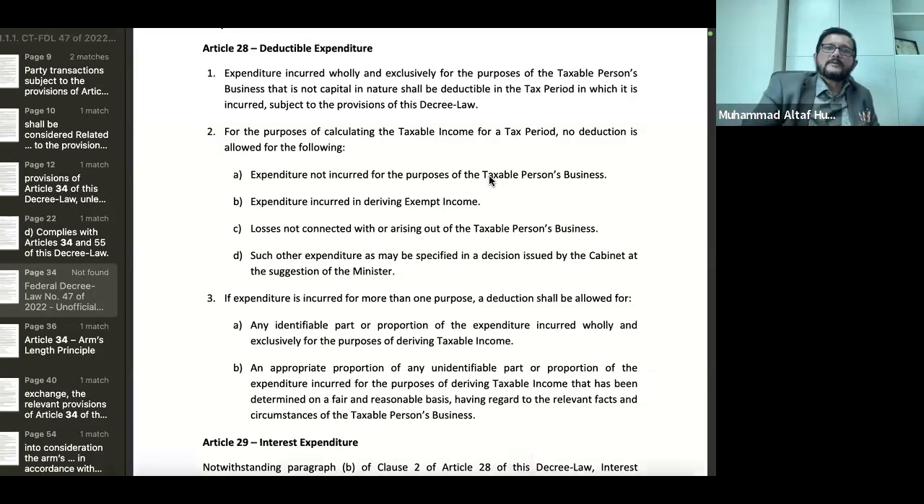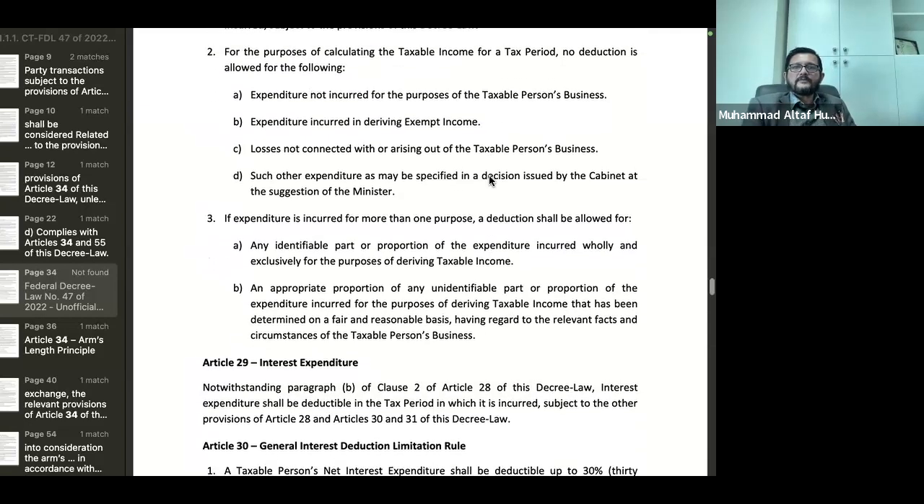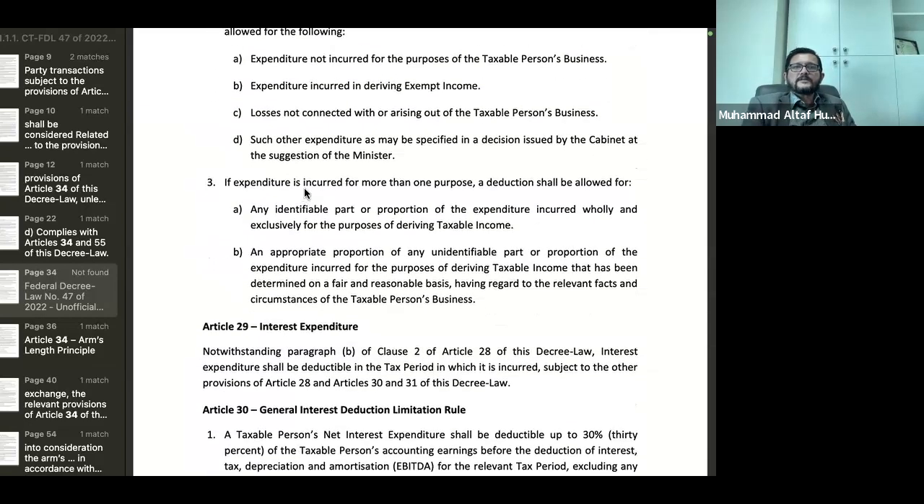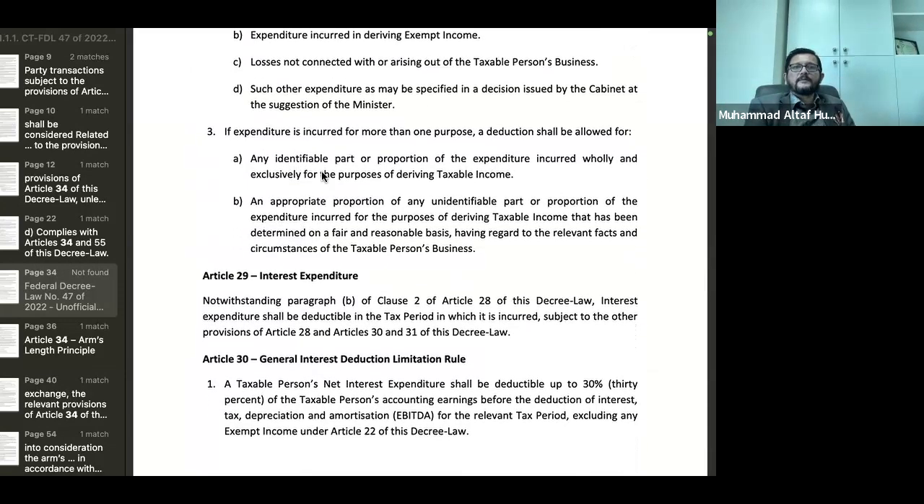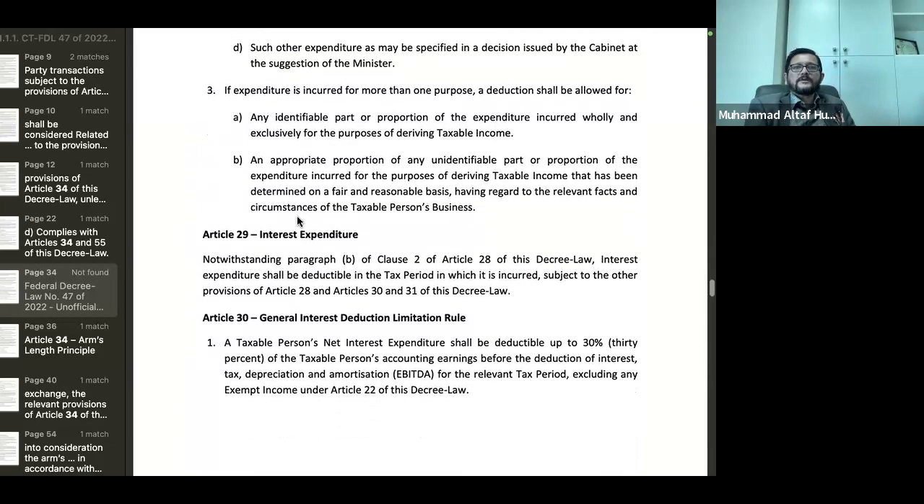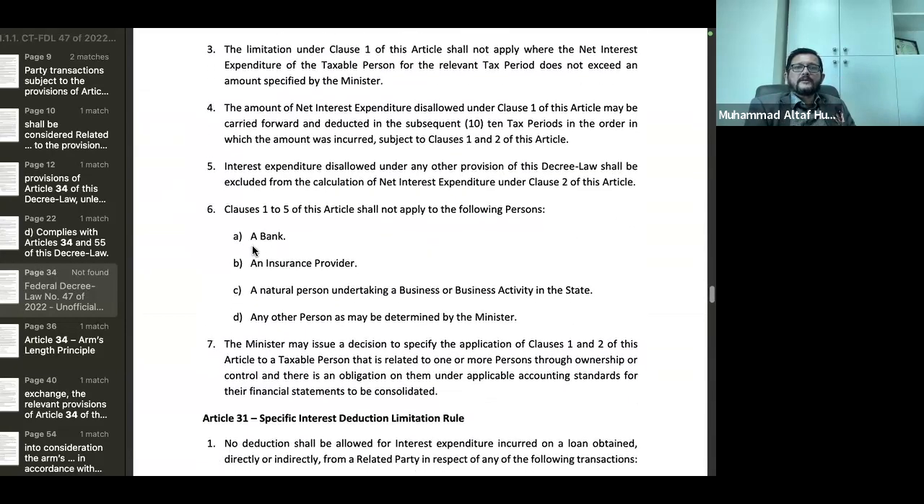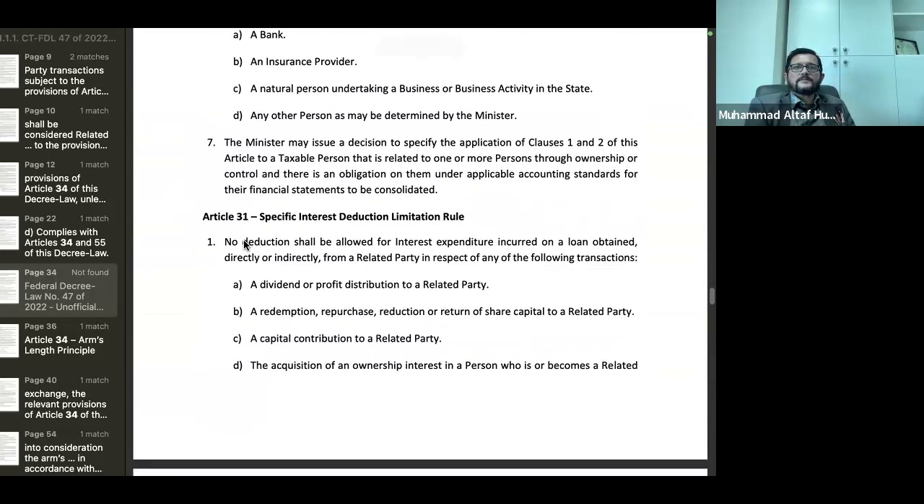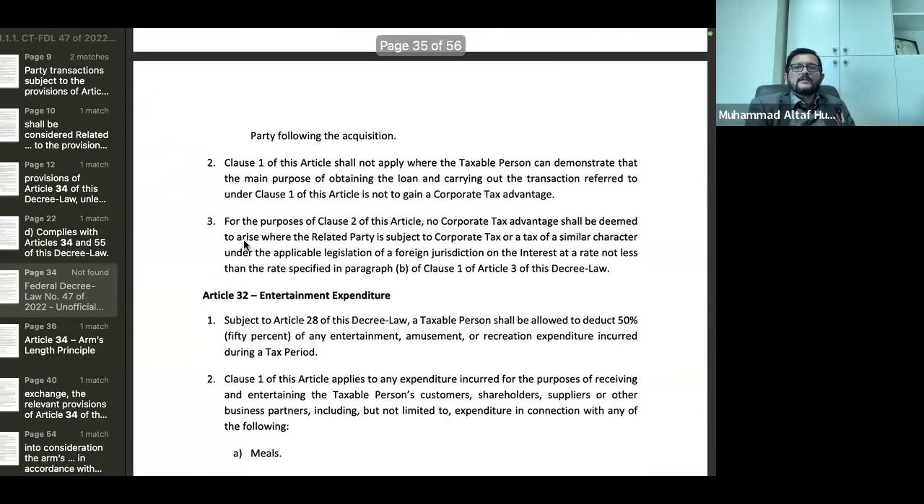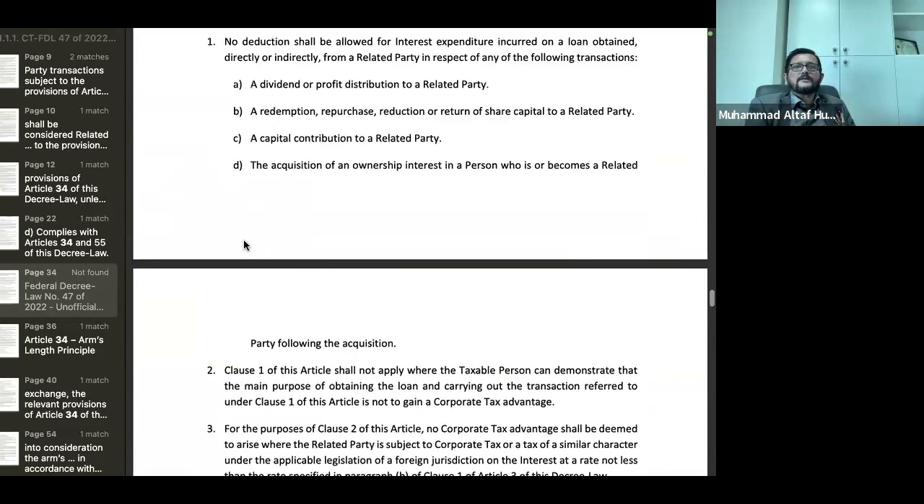Anyways, coming back. Is this clear? Yes. The whole exclusive and this that we've discussed: where expenditure is incurred for more than one purpose, deduction shall be allowed for only the relevant part, the identifiable part, the appropriate portion. Then next, Articles 29, 30, and even the later one, 31, specific interest deduction limitation. These are all for interest until 31.